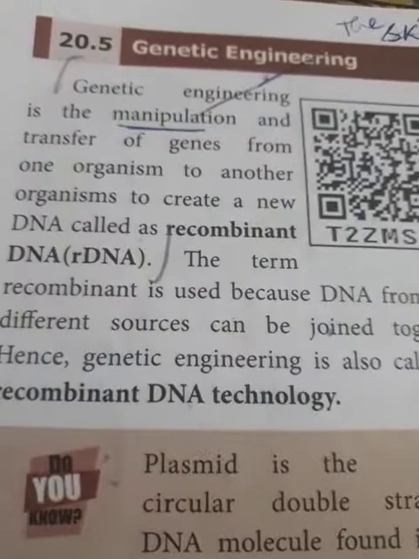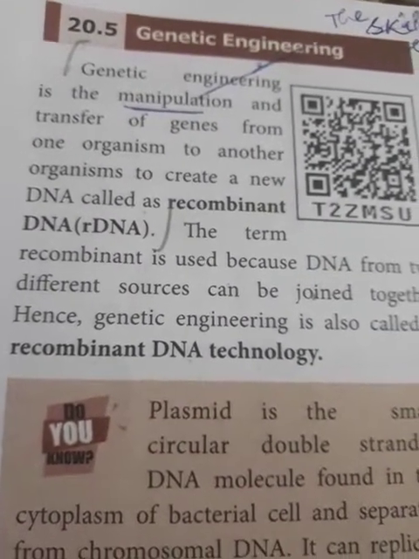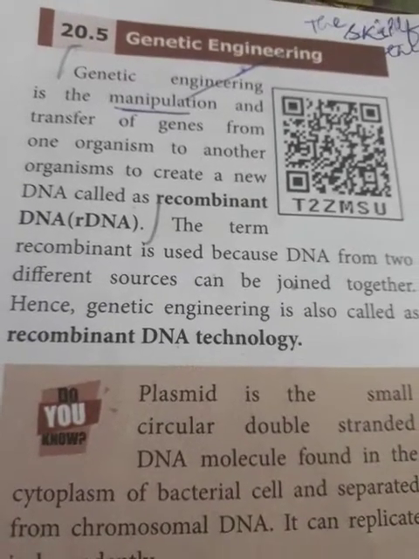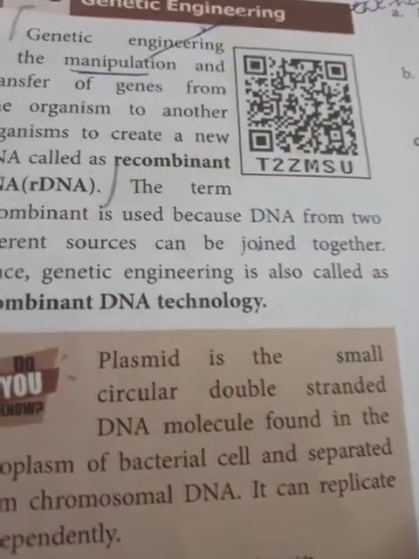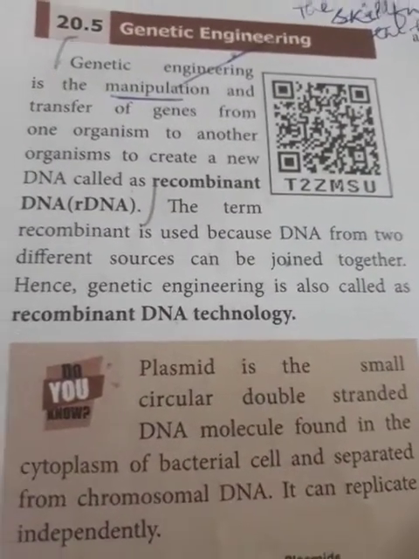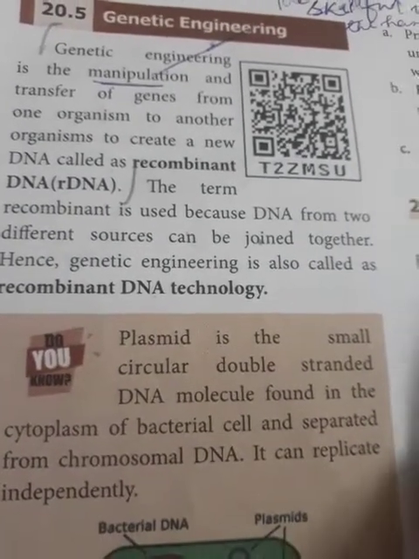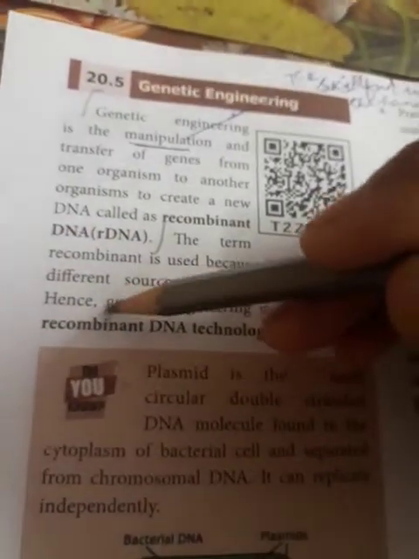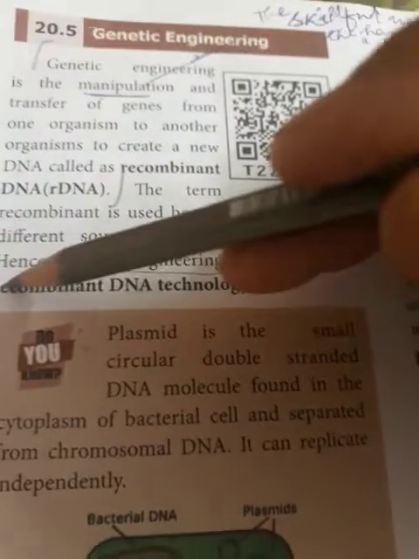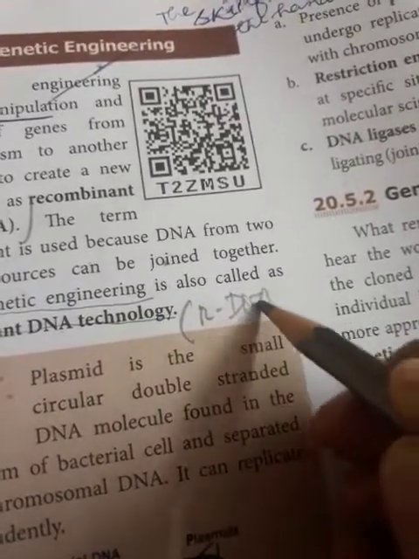The term recombinant is used because DNA from two organisms or two sources can be joined together. Recombined joining of DNA molecules from two sources can be done by this technique. Hence, genetic engineering is also called recombinant DNA technology. One more question: genetic engineering is also called recombinant DNA technology. In short, it is called rDNA technology.